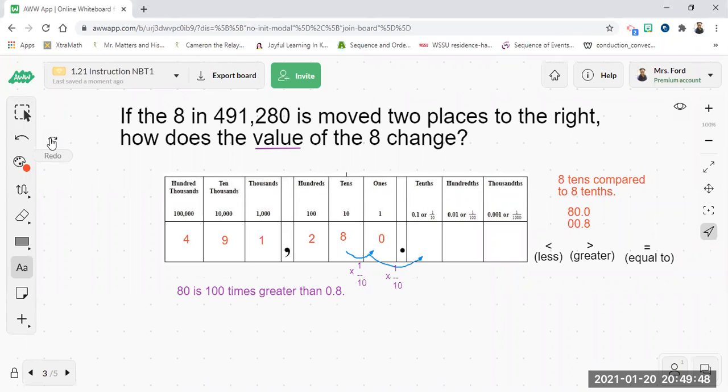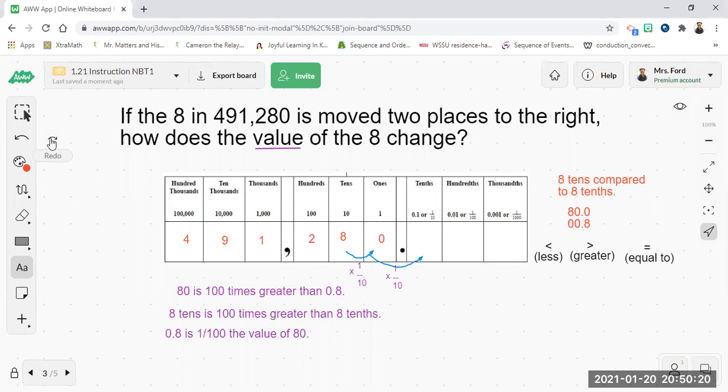80 is 100 times greater than 8/10. Same sentence, just in word form. This is the same thing, only in word form: 80 is 100 times greater than 8/10. Did you get either one of those? Yes, no, maybe so? Okay, let's try going backwards.